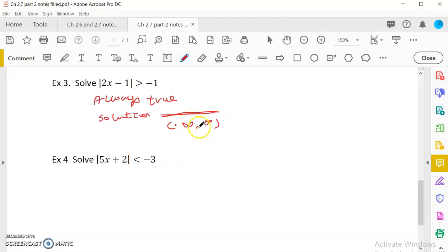Whereas this one, |5x - 2| is less than negative 3. So this is a distance. This distance must be positive, must be greater than or equal to 0. So it cannot be less than negative 3. So it's not true at all. Any x you plug in, they will never hit a number that's less than negative 3 because it's a distance. So no solution. So that's the end of 2.7.